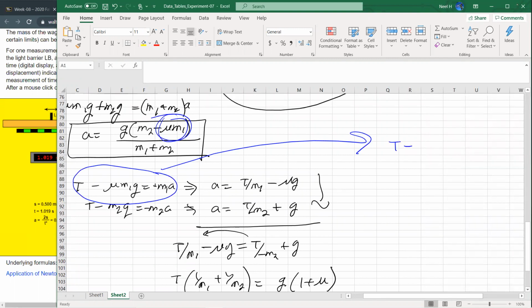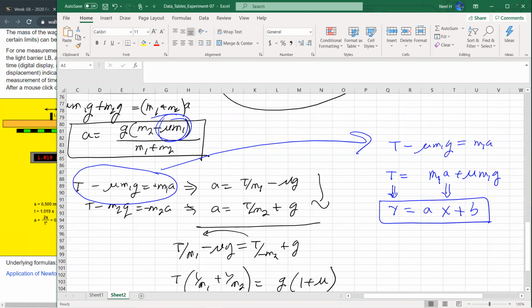I have T minus mu m1g is equal to m1 a. Now, if I rearrange this into T is equal to m1 a plus mu times m1g, you can see what we are actually making the equation look like. I'm making T the y-axis and acceleration the x-axis. Now this looks like y is equal to ax plus b. So that's the idea. Now your equation should show you this y-intercept, right? See that?